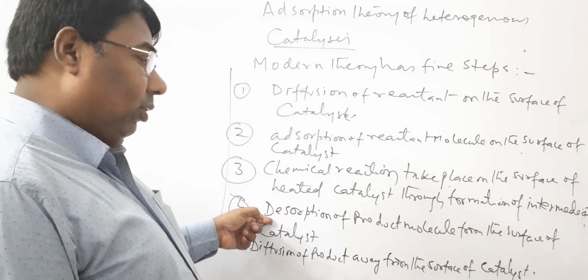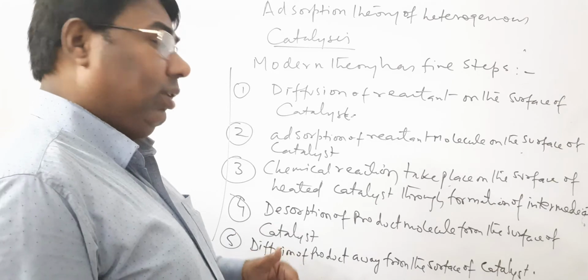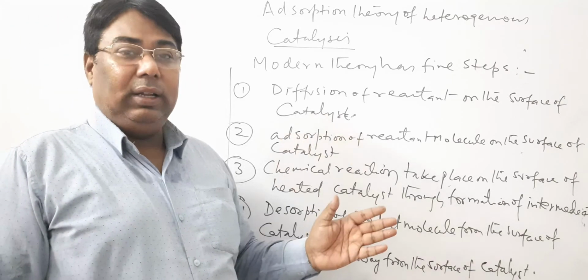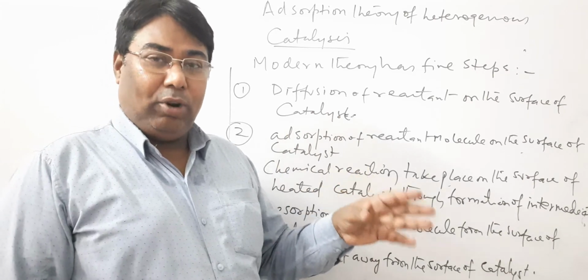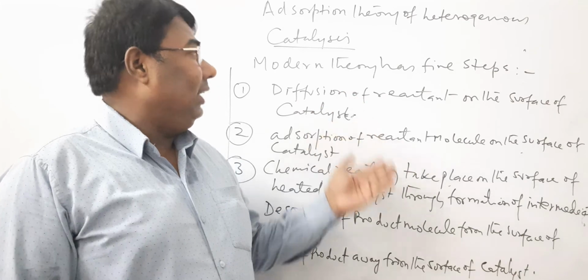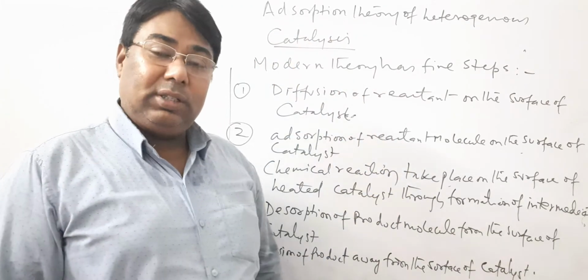So reactions will take place, and then it forms an intermediate or activated complex. Then desorption of the product molecule from the surface of the catalyst takes place, and finally the product diffuses out from the surface of the catalyst. That is why the catalyst plays an important role in the formation of product. So these are the main points or main theory of the adsorption theory of heterogeneous catalysis.